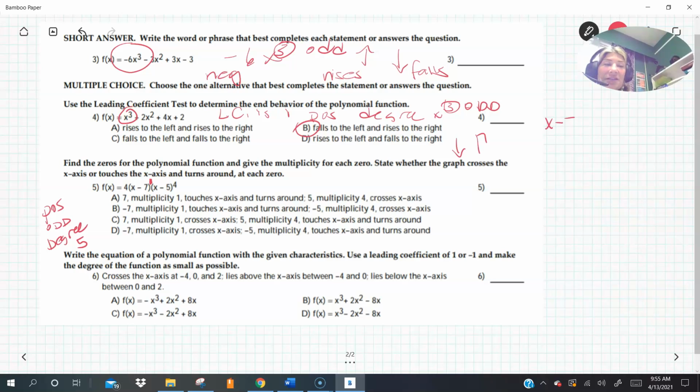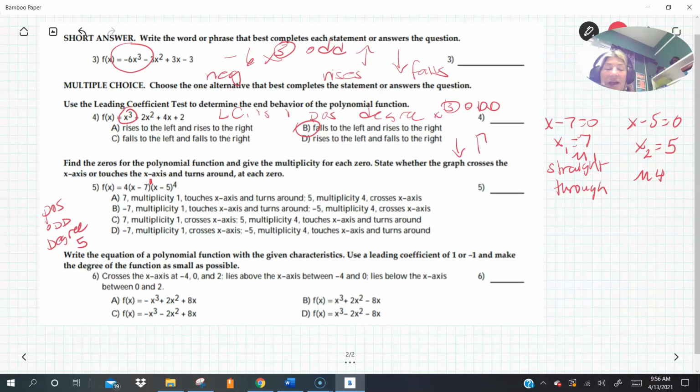The first one would be x minus 7 equals 0. That means that your first x-intercept is at 7. Multiplicity of 1, because one of those factors means that your graph goes straight through, or you could say it crosses. The other factor is x minus 5 equals 0. So the second x-intercept's at positive 5. This one had a multiplicity of 4, which means that it will bounce at that part or touch and turn around.